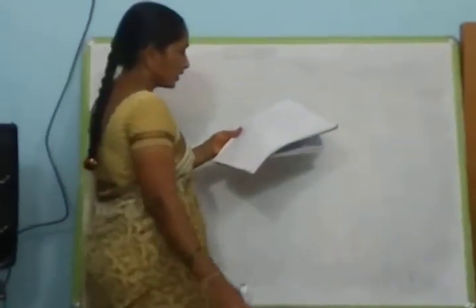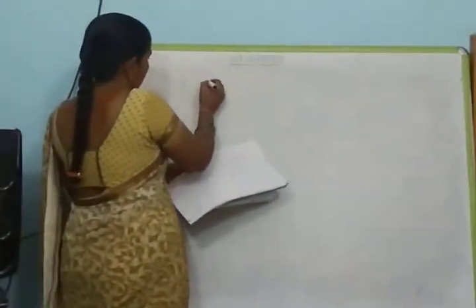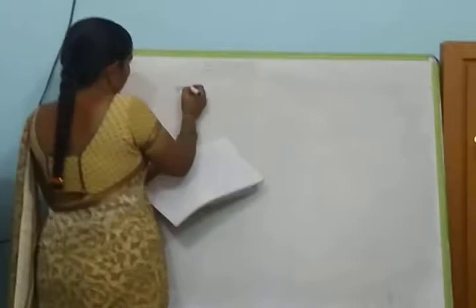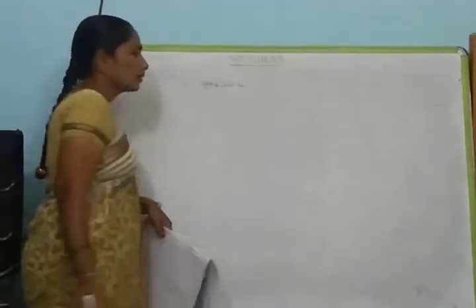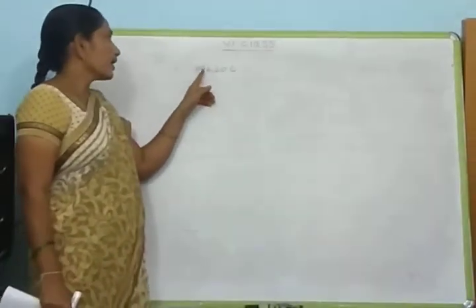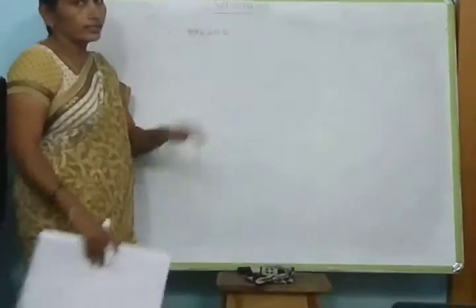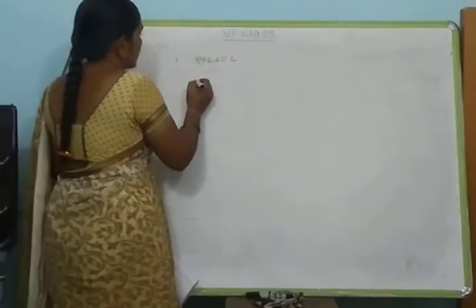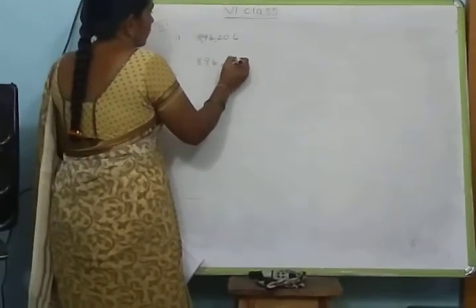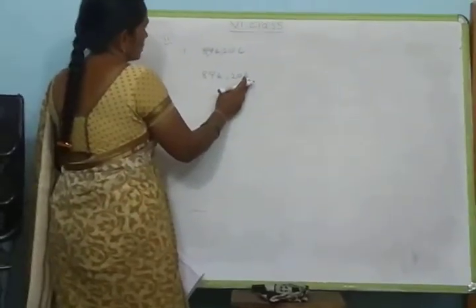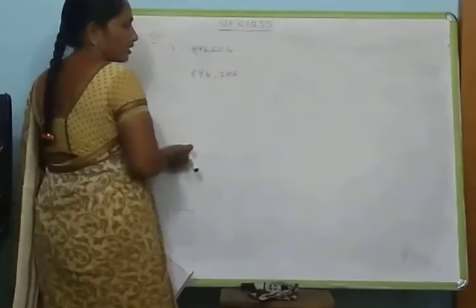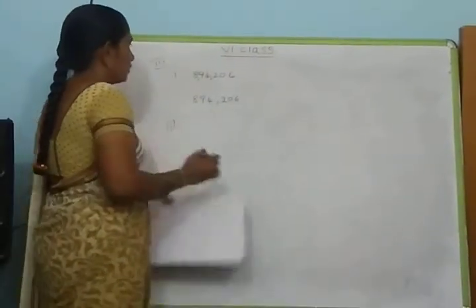Third Roman. First one. Write the given numbers in the Indian system and international system. First number 894,206. So if you take the Indian system, how will we write this one? 8,94,206. Same number if you write in the international system, what will you write? 894,206. In the international system, after every 3 digits we have to place a comma.